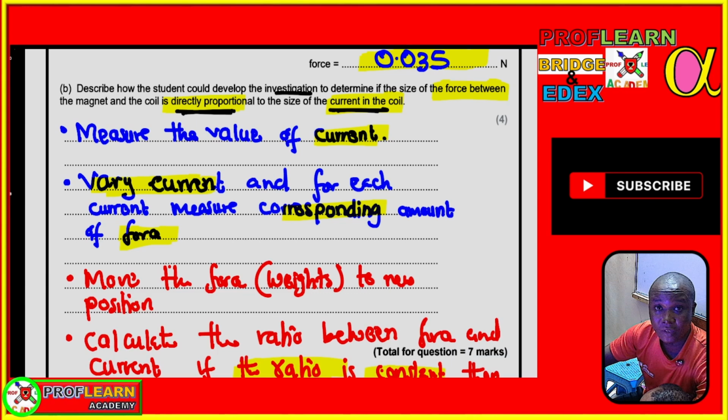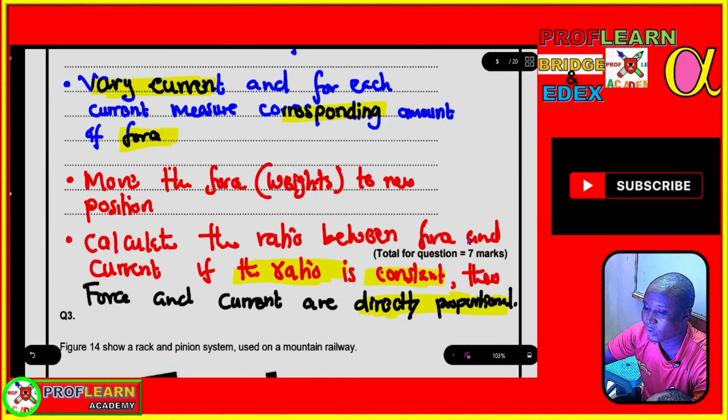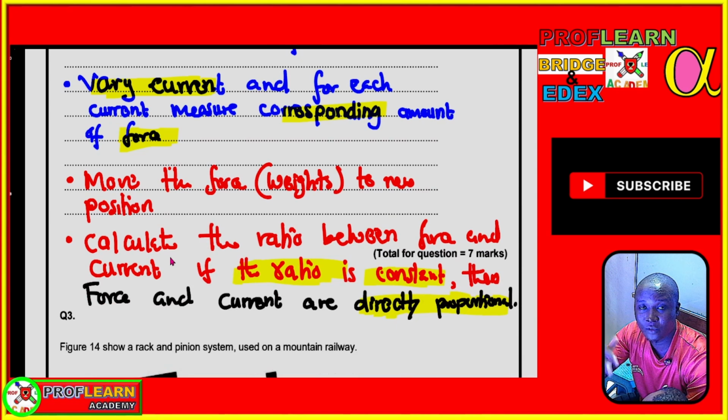Now, once we have a different set of values at that point, we can calculate the ratio between force and current. For different currents, you get different values. Once you have gotten some set of values, you work out the ratio between force and current. Then you check, is the ratio constant throughout?